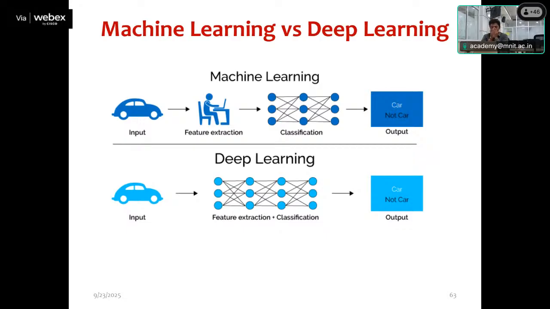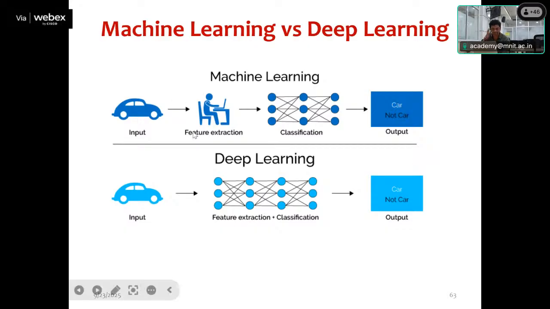Now, what is the difference between machine learning and deep learning? Through a pictorial representation, you can observe it. When I talk about machine learning, there is a separate process of feature extraction, and then I do a classification. So in machine learning, I manually extract the features. Feature engineering is very important in machine learning, where I extract the features, then I do some sort of classification, and then I observe my output.